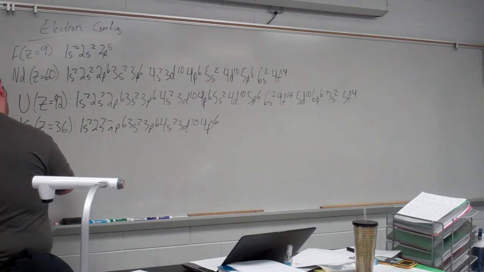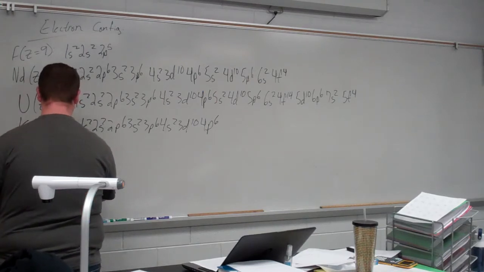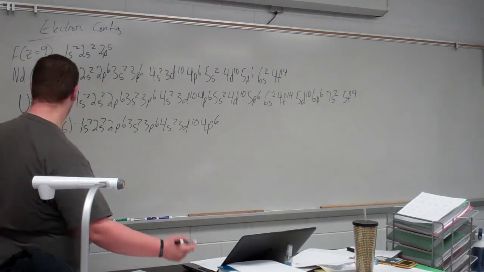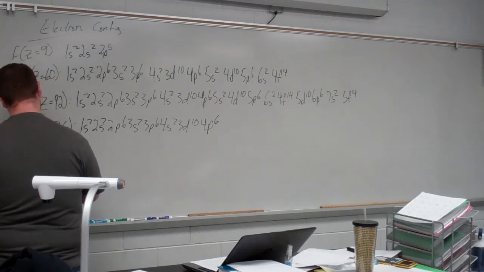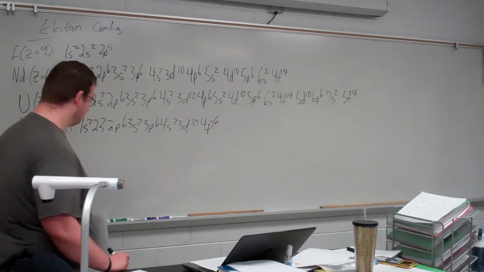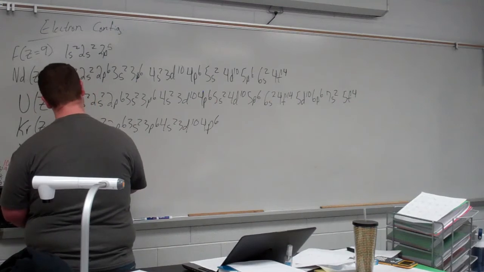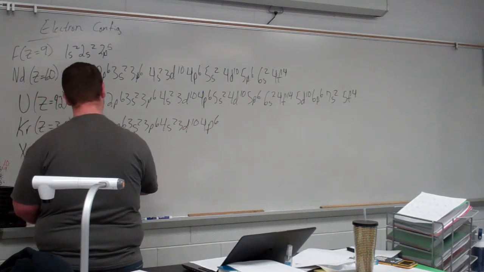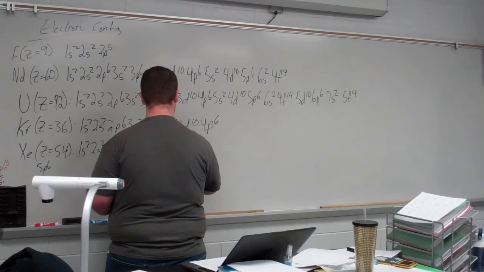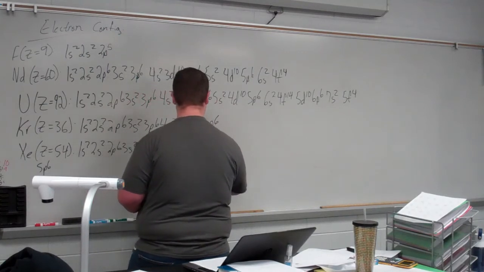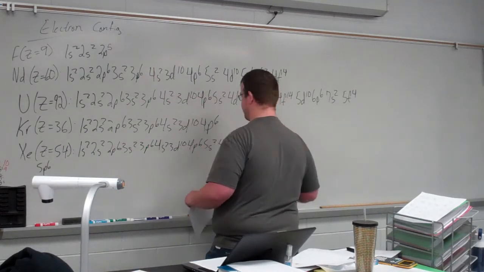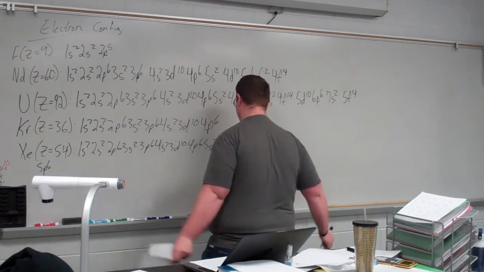Xenon. Atomic number 54. Got a little bit of a trek ahead of us here, ladies and gentlemen. We're going to stop right here at the 5P6. So 1S2, 2S2, 2P6, 3S2, 3P6, 4S2, 3D10, 4P6, 5S2, 4D10, and 5P. Bada boom, bada bing, 6.